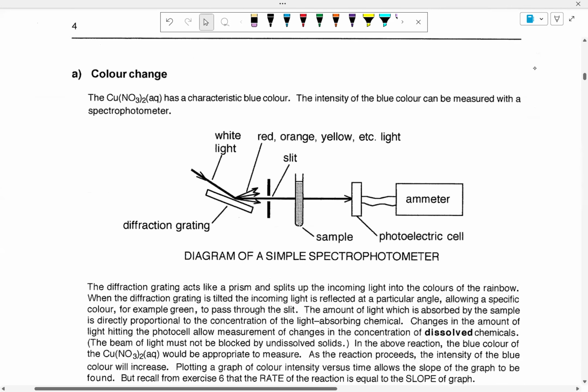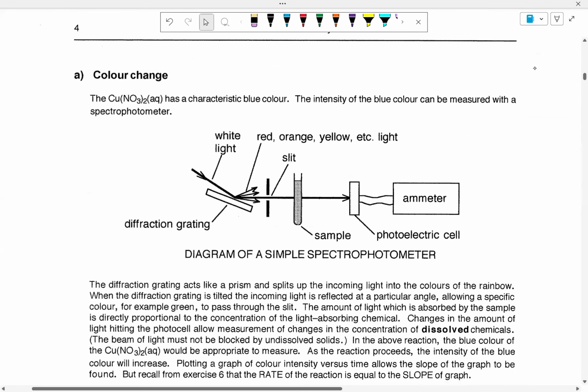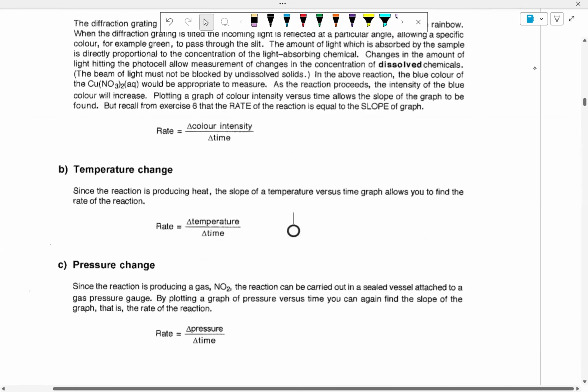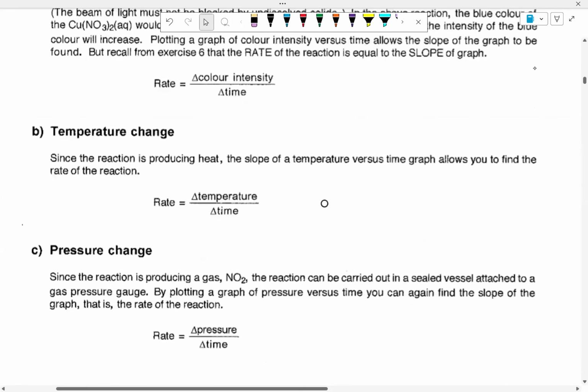Back in Chemistry 11, we talked about something called Beer's Law. If you were in Chemistry 11 honors, that should hopefully be a review for you. Another way that they talk about is the temperature change. It says, since the reaction is producing heat, the slope of a temperature versus time graph allows you to find the rate of the reaction. They also talk about pressure. As they said here, you're producing NO2 gas, and so you can measure the pressure.